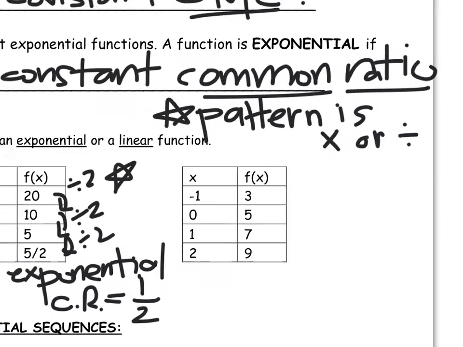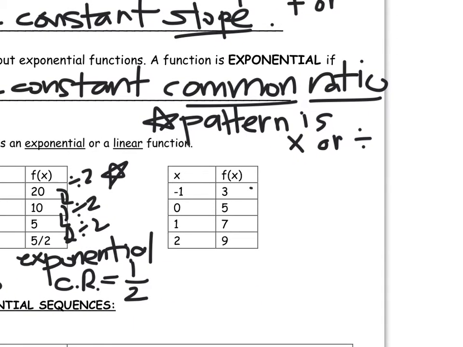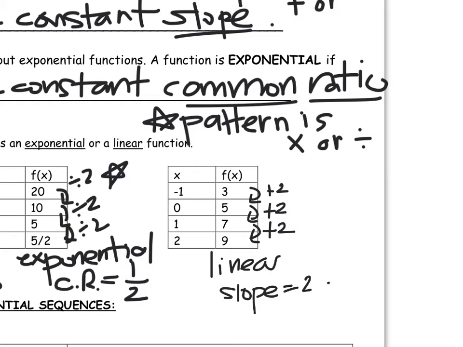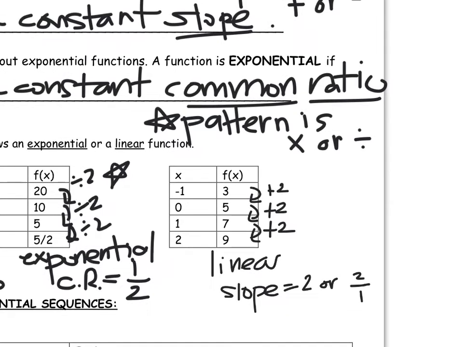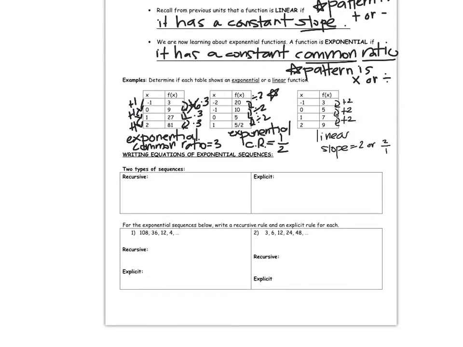Alright, last one. Let's look here at our pattern. Okay, the numbers are getting bigger. Doesn't look like multiplication here though, it looks like addition. Plus 2, plus 2, plus 2. So because it's addition, this is linear, and the slope is 2, or you could think of this as 2 over 1. Alright, so that's how you tell if something is exponential or linear.